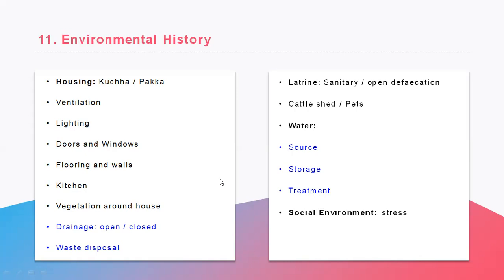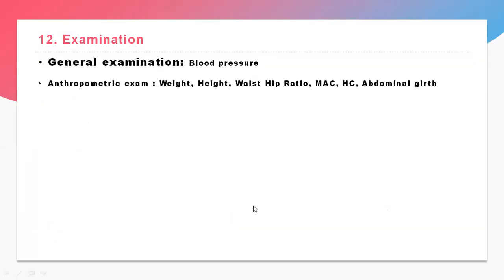Now, very important in environmental history is the social environment. How is the environment in the family, whether there are quarrels, whether the family is stressed. This all you need to record in case of environmental history. So these are all the various histories which we record in the history section.